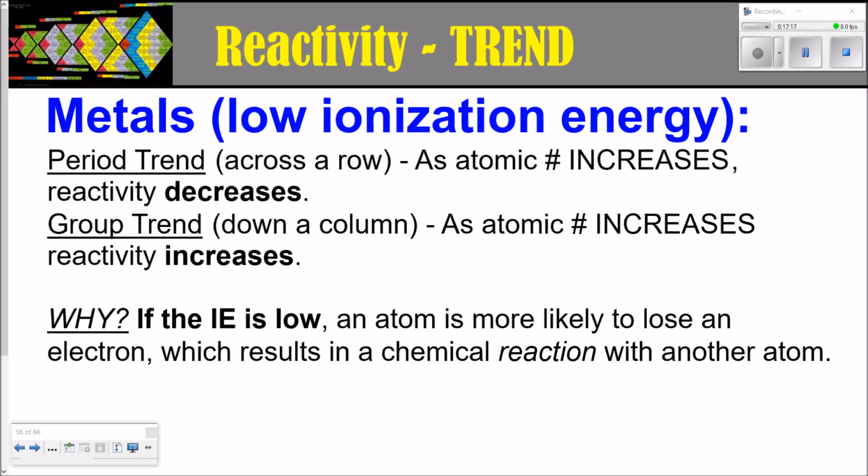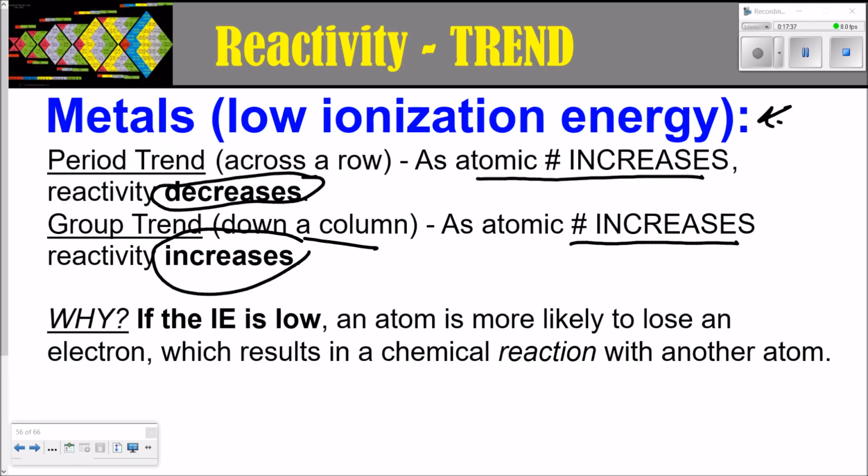Breaking down reactivity into metals and nonmetals. Metals, remember, have a very low ionization energy. As you move across a period and increase the atomic number, your reactivity for metals is going to decrease. And as you move down a group and your atomic number increases, your reactivity as a metal is going to increase. Why? Because if the ionization energy is low, an atom is more likely to lose an electron, which is going to result in a chemical reaction with another atom.